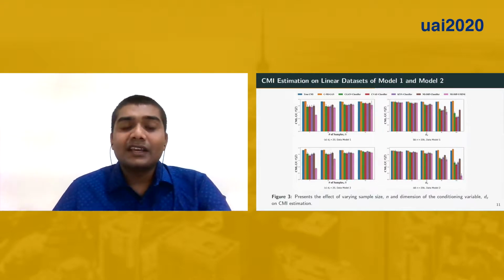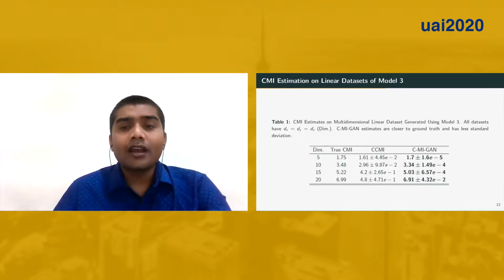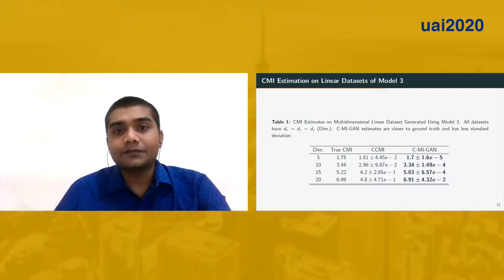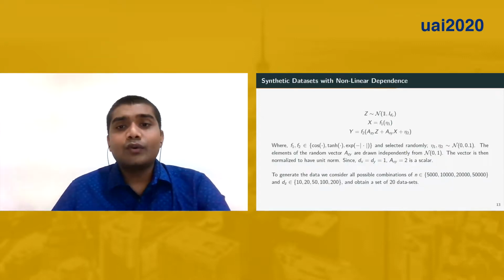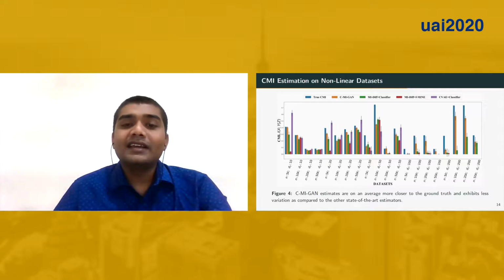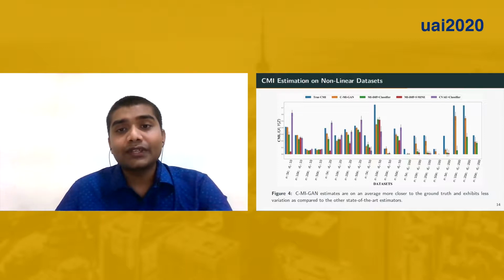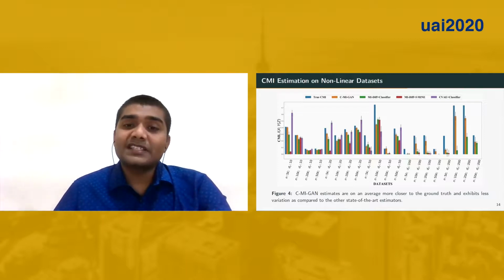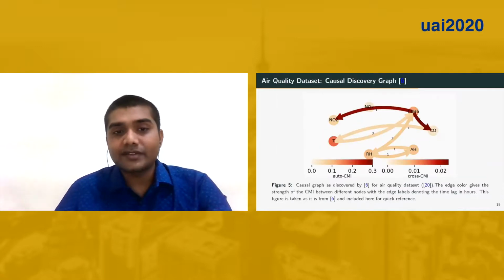As we can see, performance of C-MI-GAN remains unaffected across all the settings. In model 3, all of x, y, and z are multidimensional, and again as before, C-MI-GAN outperforms the current state of the art CCMI. Next, we consider synthetic datasets with nonlinear dependence. As we can see, on an average, the estimates of C-MI-GAN are closer to the ground truth and so exhibit less variation as compared to other estimators.